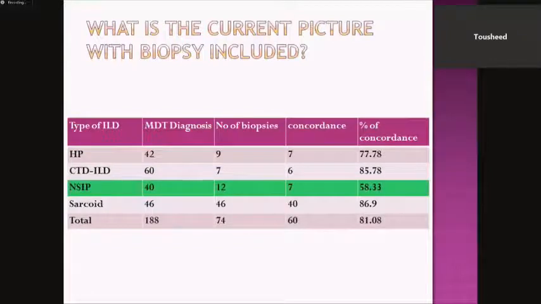And NSIP, you can see almost half of the time we were wrong when we did a biopsy in these patients. Of course, sarcoidosis, we have done a lot of EBUS TBNA along with that. You can see the concordance rate around 86.9%. And overall, out of 188 patients we have discussed, this is barring UIP because we don't do biopsies for UIP, we did around 74 biopsies, and concordance was around 60%. So fairly a good number, 81% of concordance.